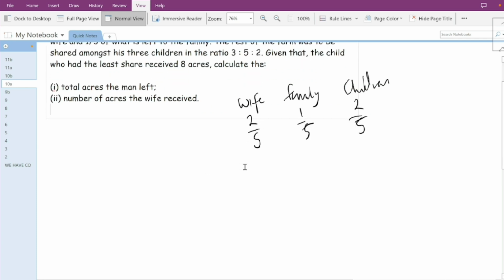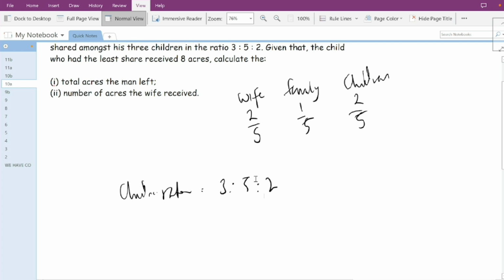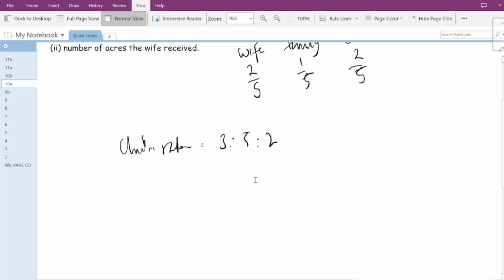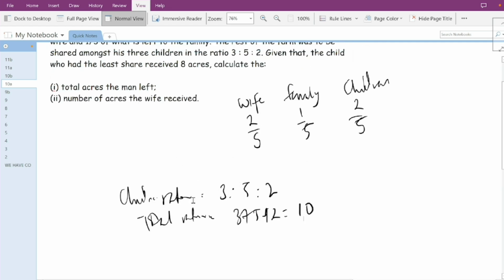The ratio of the children is 3 to 5 to 2. So we have children ratio 3:5:2. Now in solving questions like this, we know we have to add the ratios together. So we have total ratio 3 plus 5 plus 2 equals 10. Now we have the total ratio to be 10.